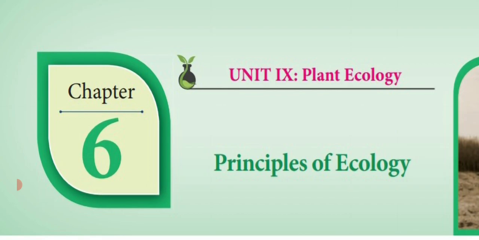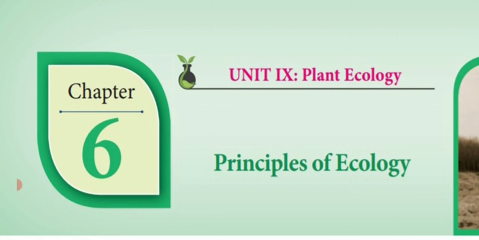Next, negative interaction. That means the interaction between the two organisms, where one of the organisms is benefited, and another one is harmed or affected. The different types are predation, parasitism, competition, and amensalism.